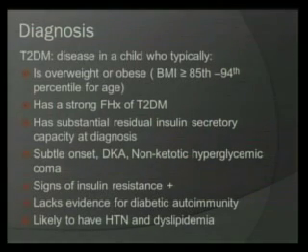They demonstrate insulin resistance, including clinical evidence of PCOS or acanthosis. There is a lack of evidence of diabetic autoimmunity, which means negative for autoantibodies typically associated with type 1 diabetes. And these patients are more likely to have hypertension and dyslipidemia than patients with type 1 diabetes.